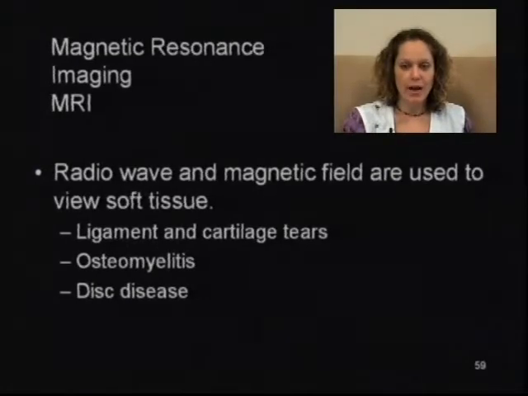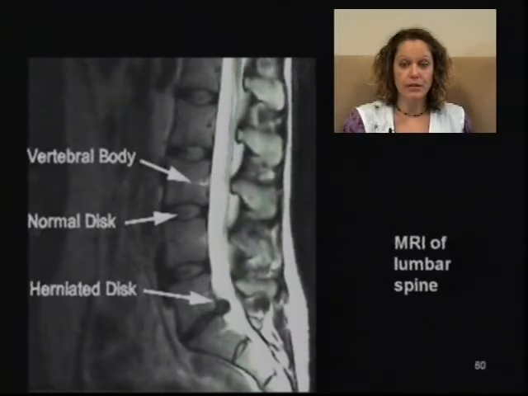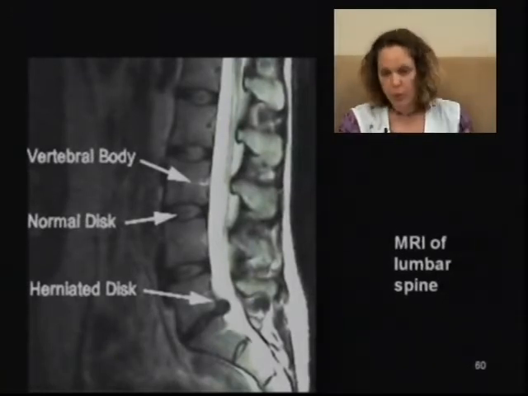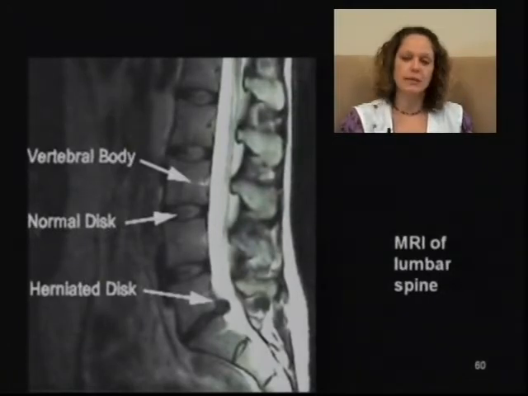So these radio wave and magnetic field images, our MRI images, are used to view the soft tissues of our ligaments and cartilage, tears, osteomyelitis, which is bone infection, which we will talk about in a little bit, and disc disease as well. So here we have an MRI of the lumbar spine, and we can see that there is a herniated disc at L5 there protruding through. And this can be very painful because it can compress on the nerves. Okay, so this is what an MRI of the spine looks like.